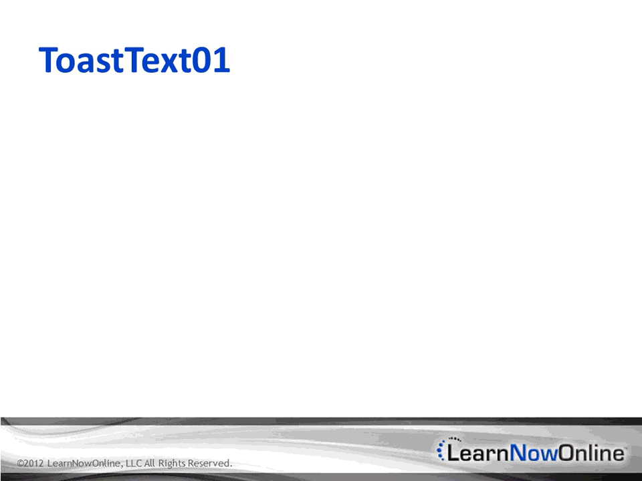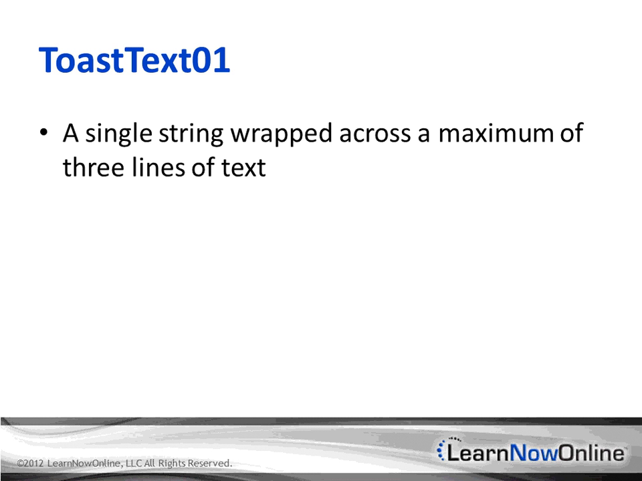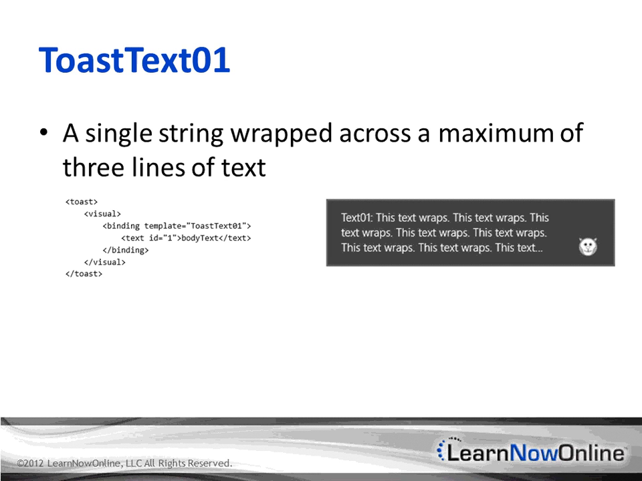The first type of toast is toast text 01, which has a single string wrapped across a maximum of 3 lines of text. If your string is too long, it will be truncated with an ellipsis at the end. Here's what the markup might look like. Again, it's the toast element with the visual element inside of it, with a binding element inside that with a template attribute indicating what kind of toast it is. And then for the toast text 01, there's simply a single text element with some text inside of it. And it might look something like this. Note the small app logo on the right-hand side of the toast.